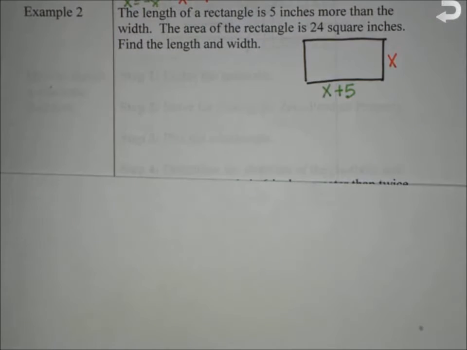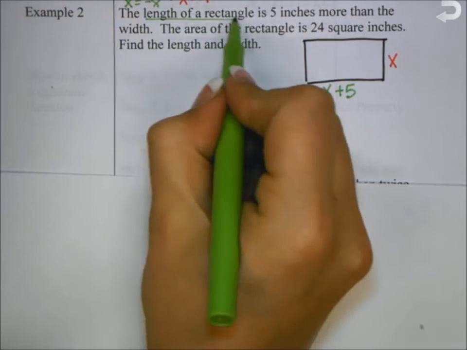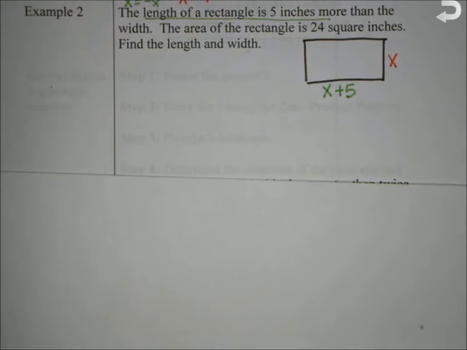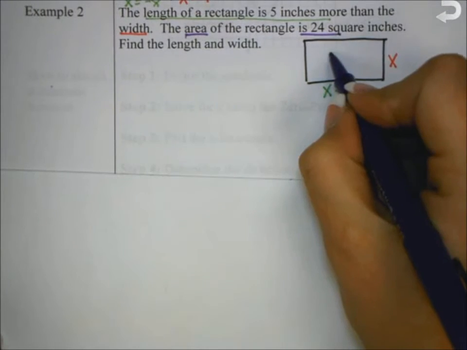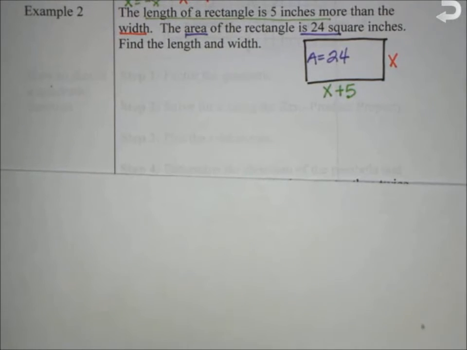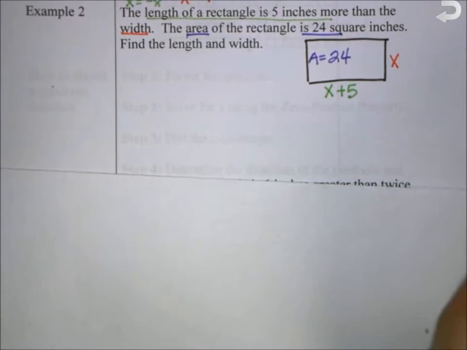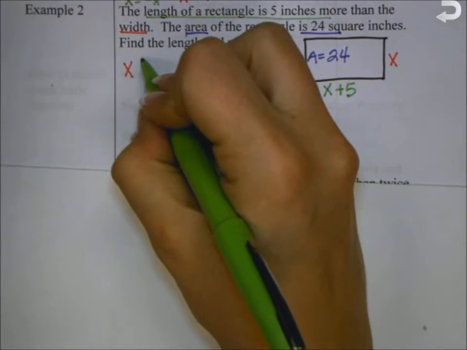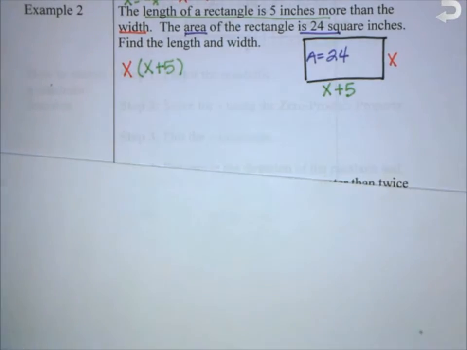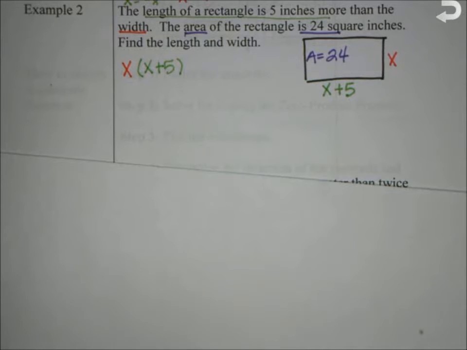So the length is 5 inches more than the width. What else do we know? We know that the area is 24 square inches. How do I find area? Multiply length and width. So that's going to be x times x plus 5, right? Equals 24.